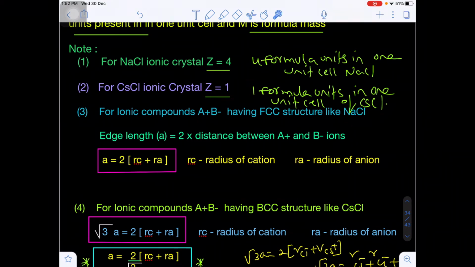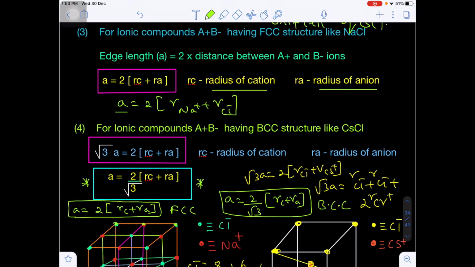Okay. Now come to the ionic compounds. There will be positive and negative charged ions, A positive, B negative, let's suppose an NaCl-like structure. Now, just now I told you, in an NaCl-like structure the edge length will be equal to 2 into the radius of sodium ion plus radius of chloride ion. This is a very important concept. In the question, the radius of the cation will be mentioned and the radius of the anion will be mentioned. The sum of the radius of cation and anion multiplied by 2 gives you the edge length of the unit cell.